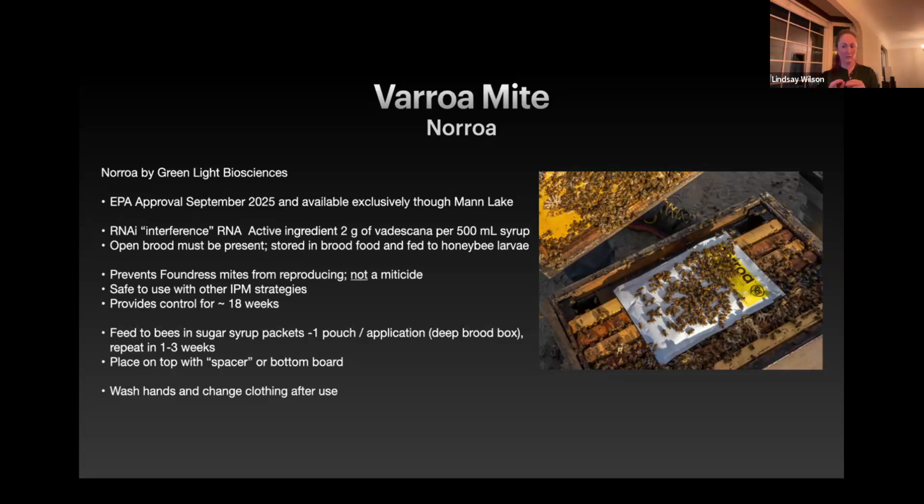There's some tips and tricks about how to use this best, because the way it works is that the Foundress Varroa mite in the cell, where she's getting ready to have more mites, needs to come in contact with the product for it to be effective. And it's not a miticide. It's not going to kill them. So if you have too many mites already, it's not going to reduce those numbers. They're still going to feed on your bees and give them viruses. They're just not going to make any more mites if they've come in contact with the product.